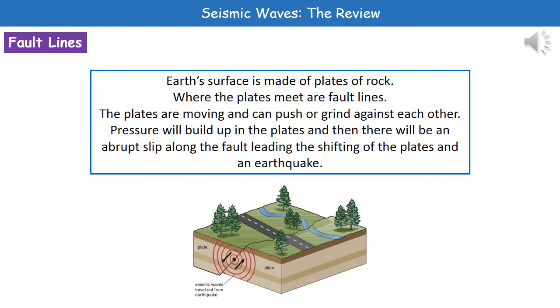Now wherever those plates meet, we've got this thing called a fault line. And because these big plates that make up the surface of the Earth are always moving, they can push and grind up against each other.